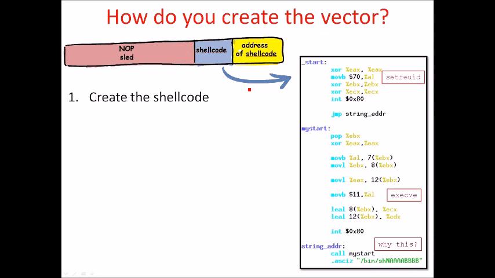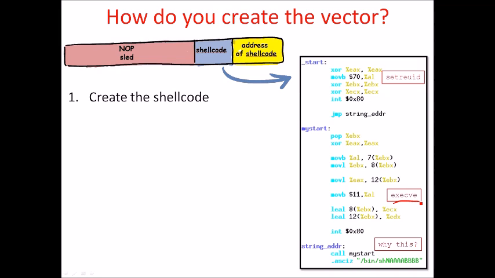Alright then, so now we have this attack vector that consists of a NOP slide, shellcode, and the address of the shellcode. How do we create that? Well, first we're going to have to create the shellcode itself, the blue bit in the middle. The shellcode is nothing other than a little bit of assembly. This is a particular bit of shellcode which will do an execve, so it will actually try to execute some program.